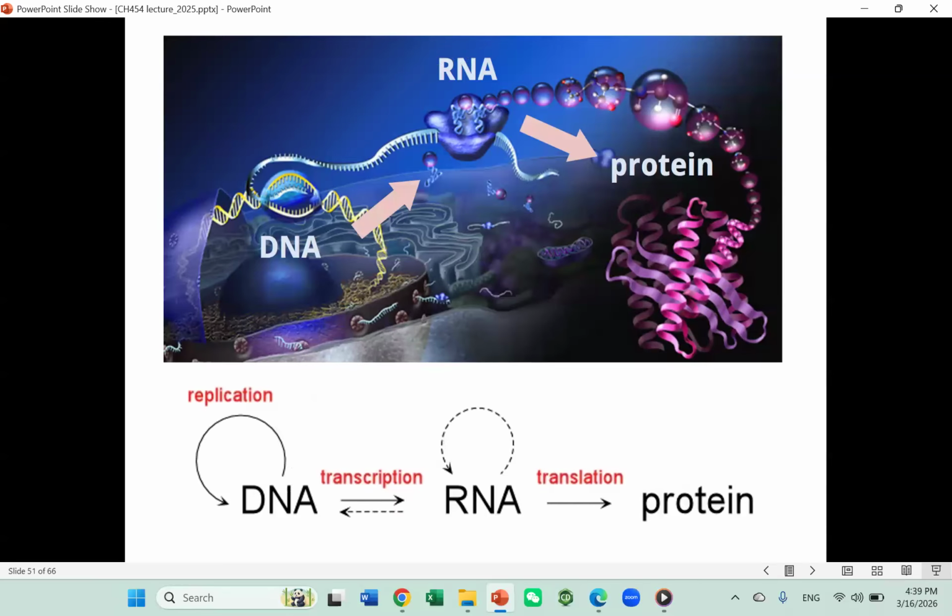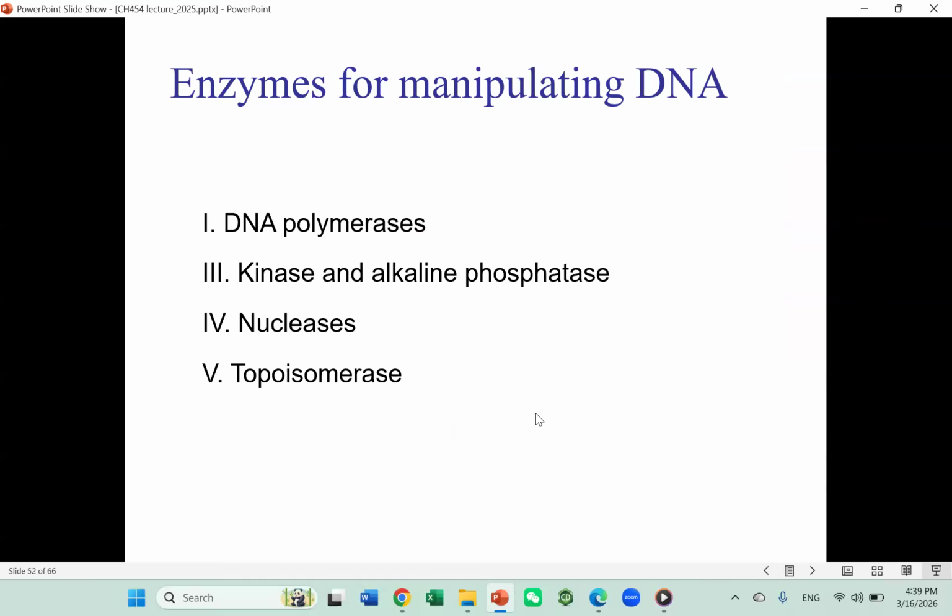Then we can give a little summary about the central dogma. The DNA can replicate itself, so we make another DNA. DNA stores all the genetic information. Using DNA as a template, we can make the mRNA, and then using the mRNA as the template, we can make the protein. This process we call translation. So from DNA to RNA we call transcription, and then RNA to protein we call translation.